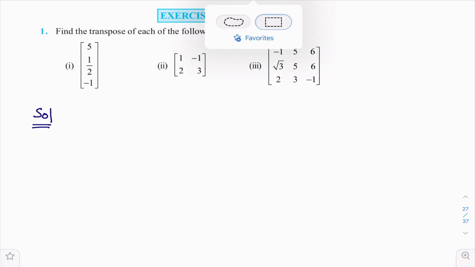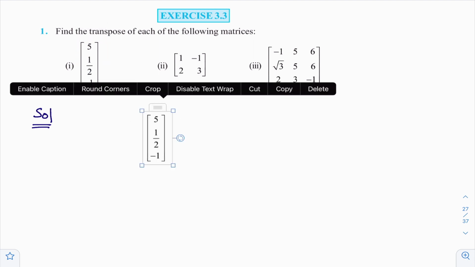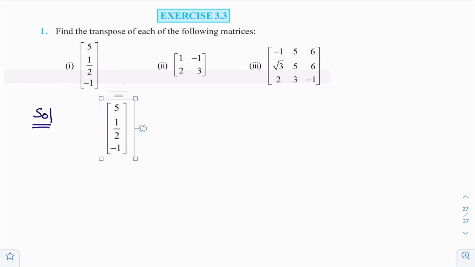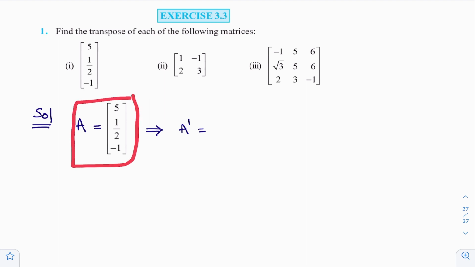First, I will take the given matrix. See, this is the given matrix. I will take this matrix as A. Now, we need to calculate its transpose. While learning the definition of transpose of a matrix, we learned how to write it. How? You take the first row, write it as a first column. Here in the first row only one element is there. You write it as a first column like this, 5.